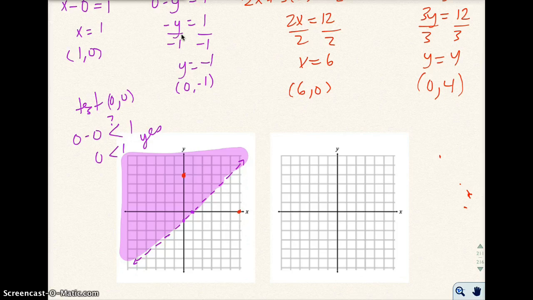Now I'm running out of time, so I'm going to go ahead and draw my solid line. Okay, I'll pick it up in the next video. So I'll start right here.